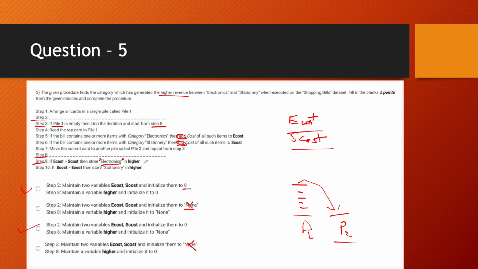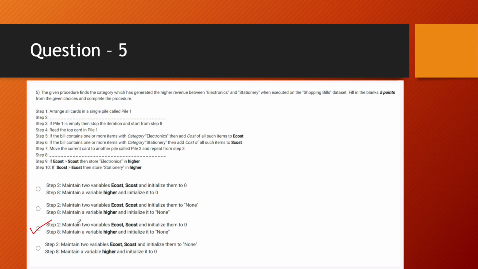They cannot be added to an integer, which means that from our options of 1 and 3 that we have shortlisted, we know that you cannot add a string to a number. So the only viable option right now is that we maintain the two variables E cost and S cost, initialize them to 0 in step 2, and in step 8 we maintain a variable higher and initialize it to none, because only in none can we store the letters or words that we can see. So your correct answer for this question is option 3.